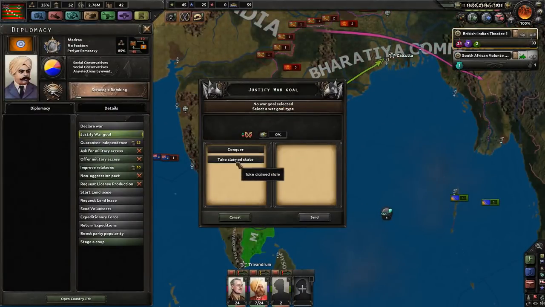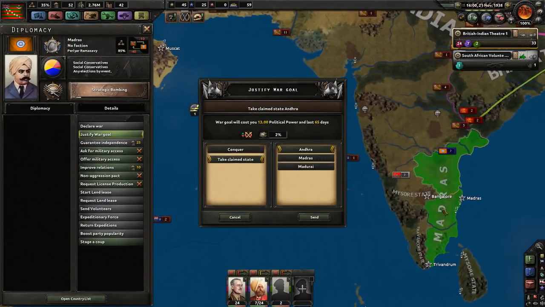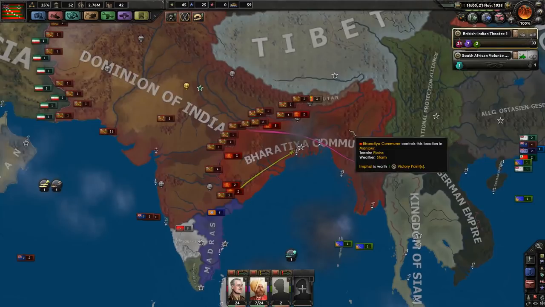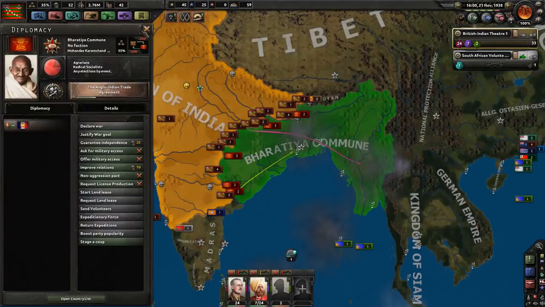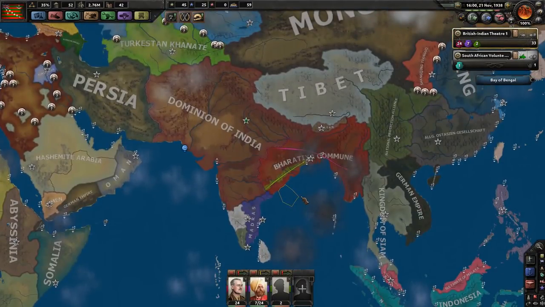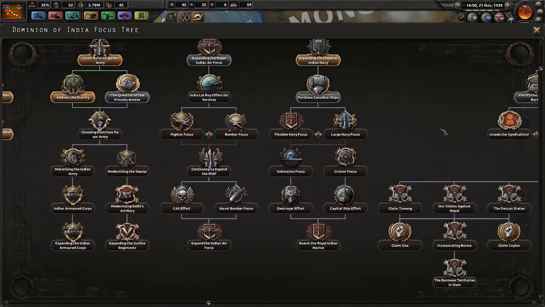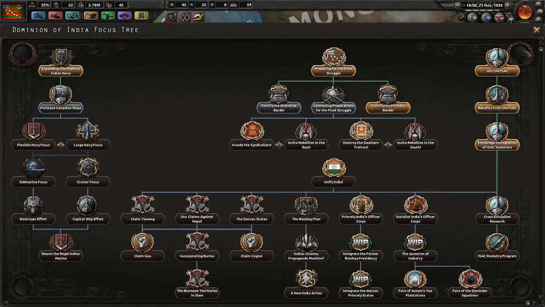You could choose to justify on these southern princely states, and it wouldn't cost you much or take very long because you do have claims on all this land, or you could choose to take out the big bad over here. I mean, that is basically all there is to it with India. Yeah, it's very similar to the other Indian nations in many ways, and different in others.